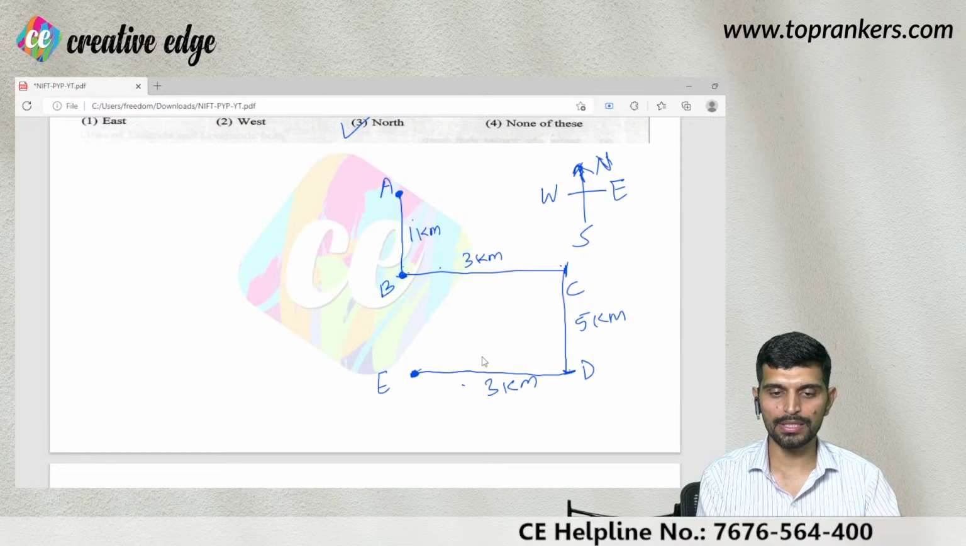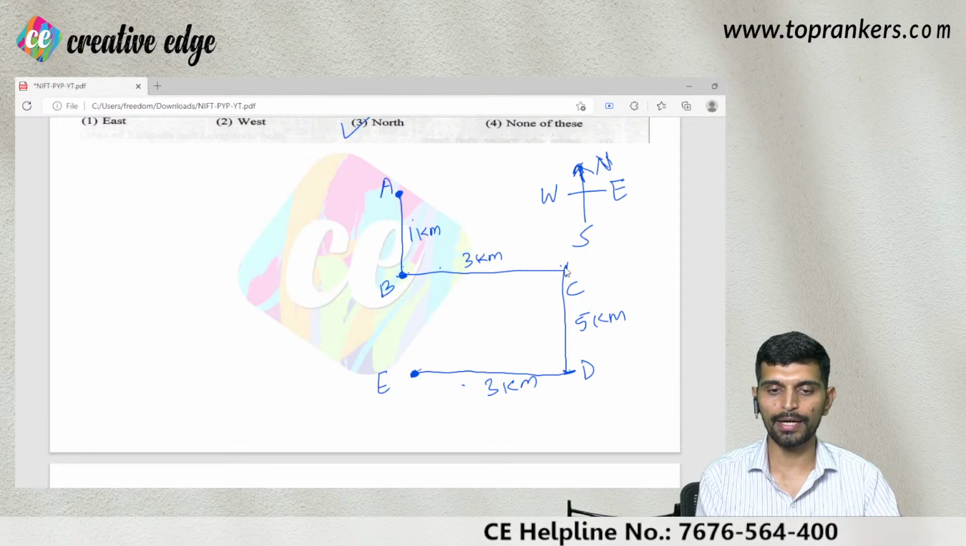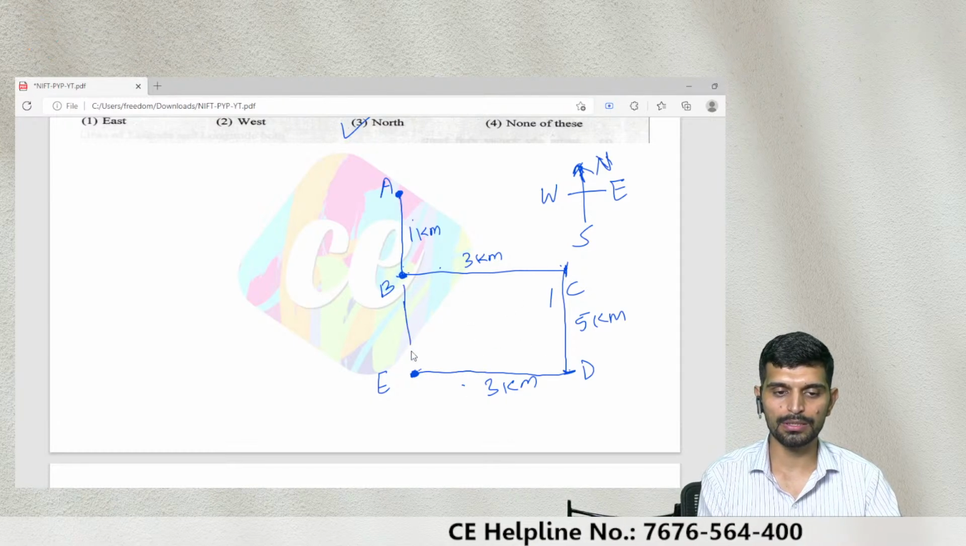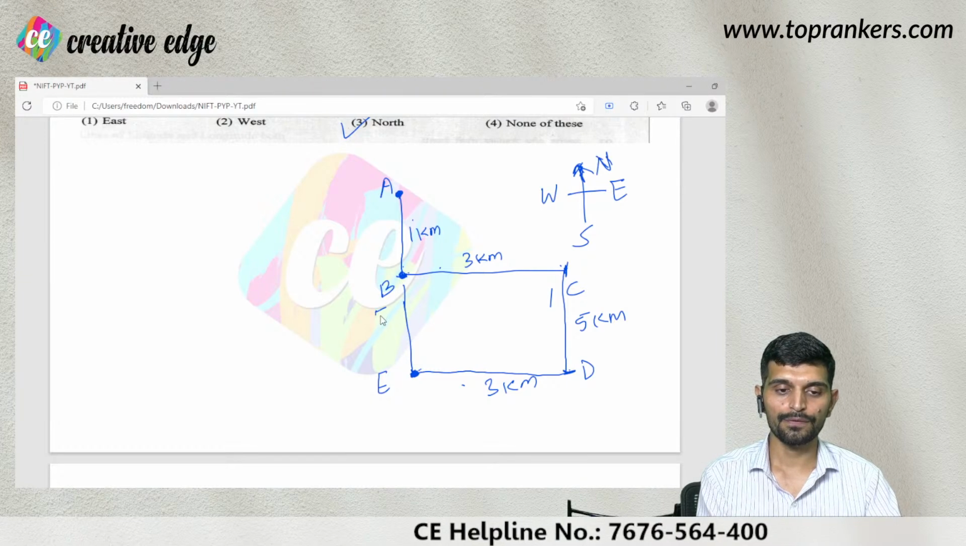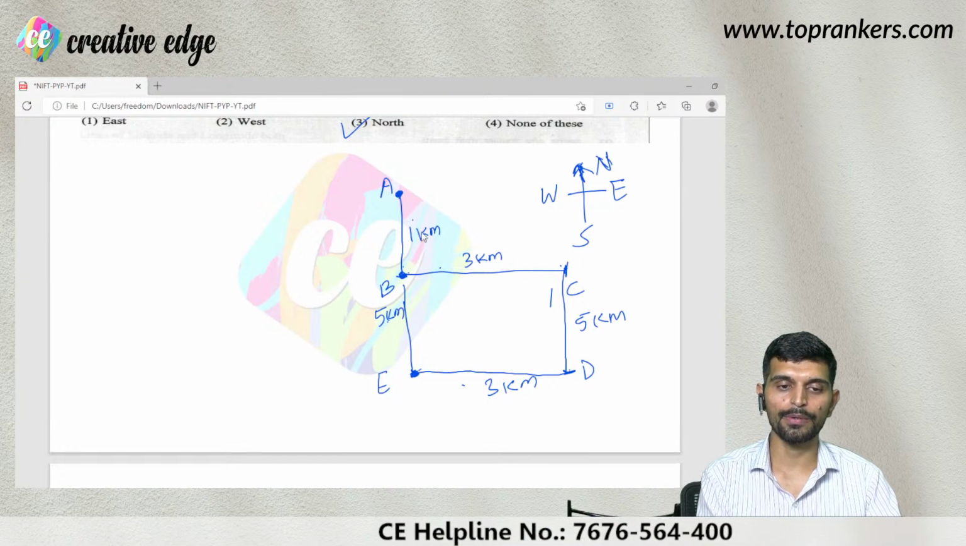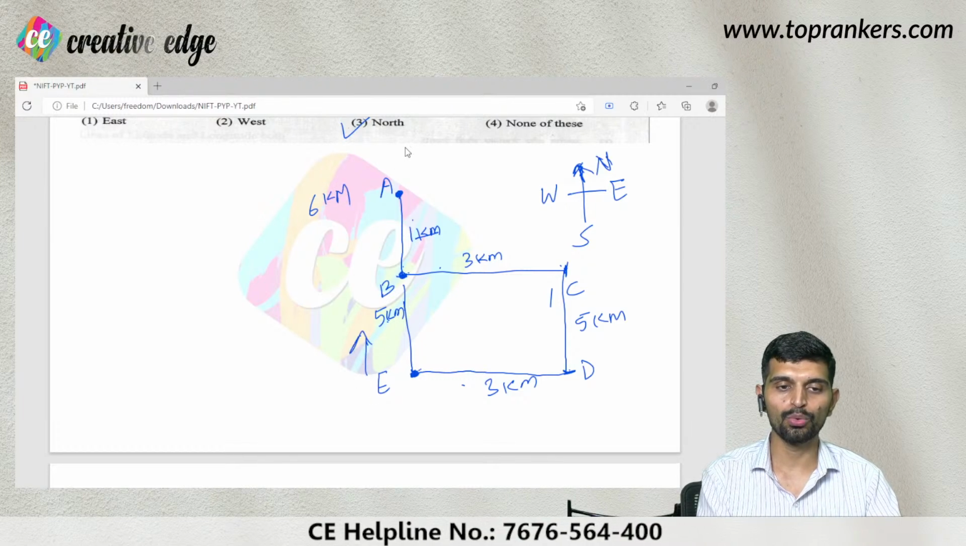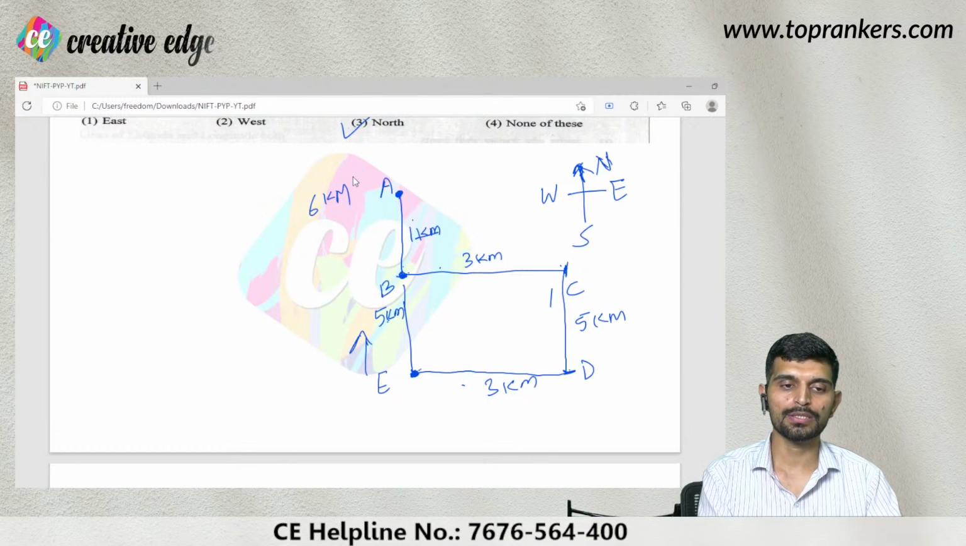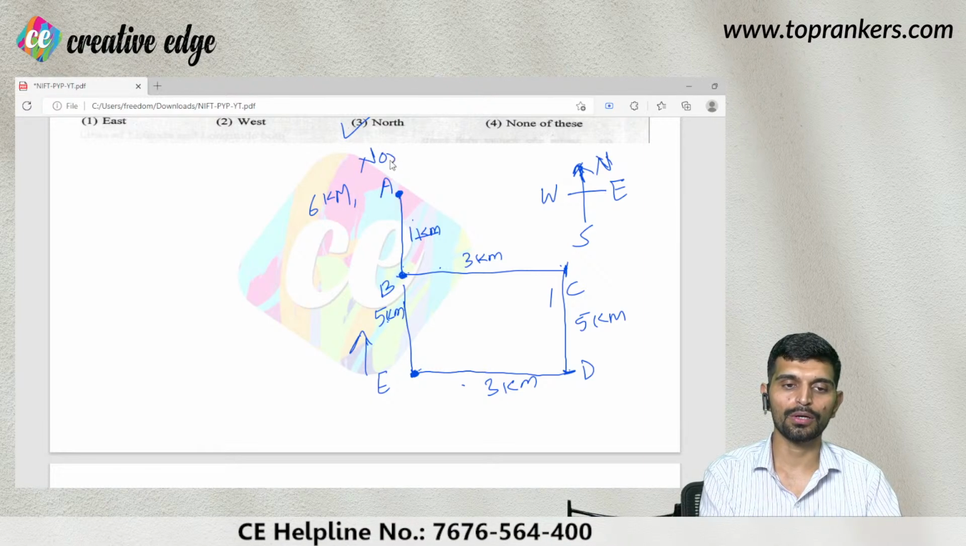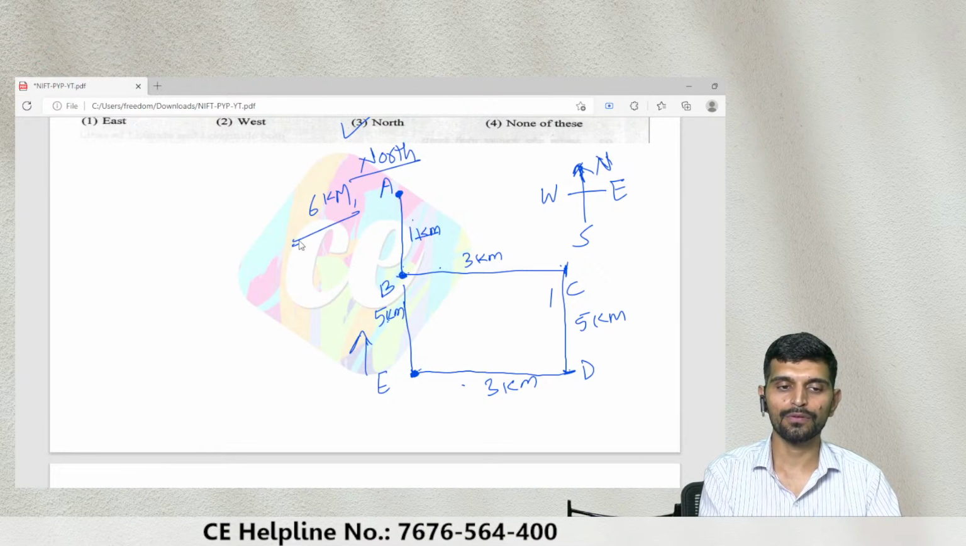So this distance is equal, and this line is parallel. So this line is also parallel. If you wanted to calculate distance, this will be 5 plus 1, 6 kilometers. And we have to look from point E towards point A. So that is 6 kilometers in the direction of north. So additionally, I have told you.